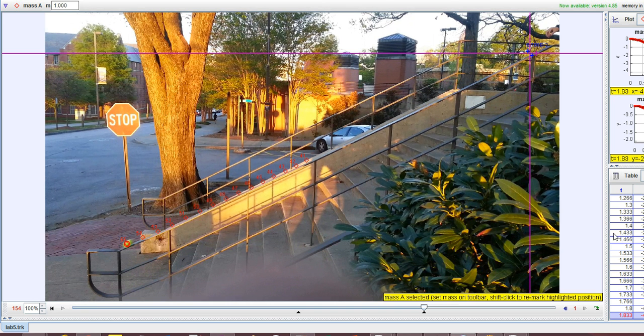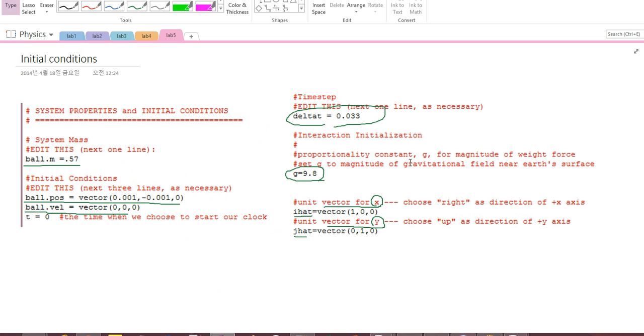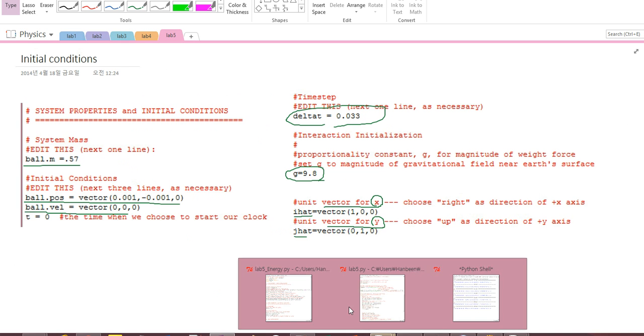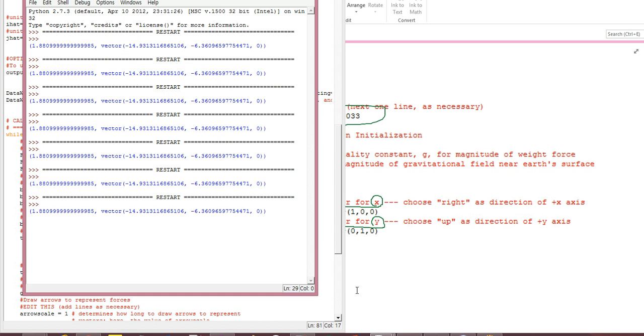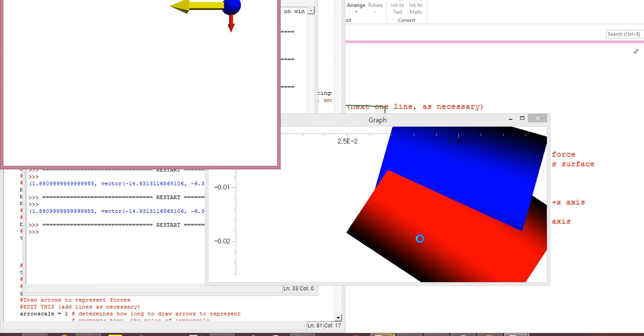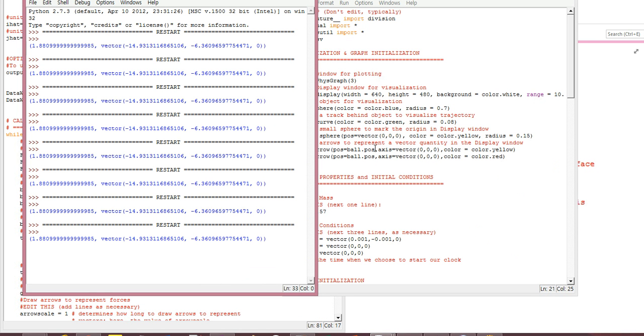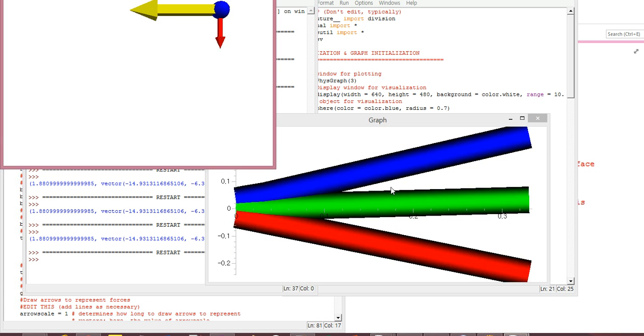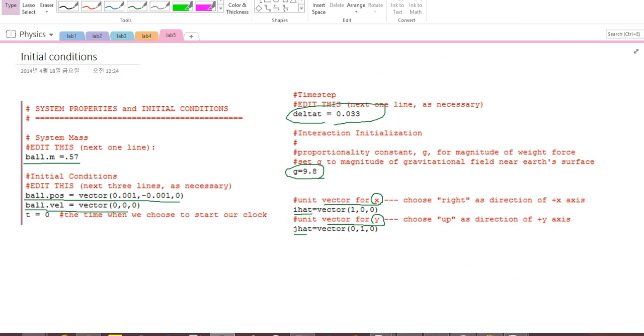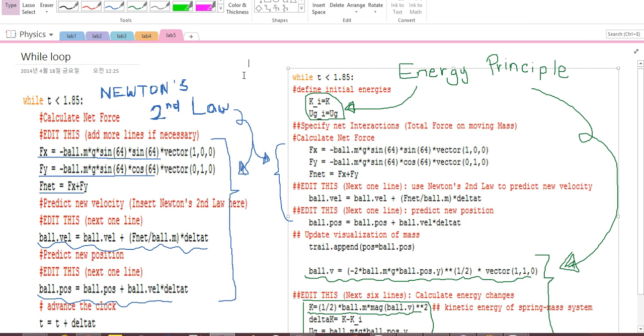So I'll compare this position versus time graph with the VPython model, whose initial conditions were: the ball's mass was 0.57 kilogram, position and velocity were 0, delta t was 0.033, and gravity is 9.8. I'll show you the file first before explaining the other two. So first, this is the position versus time graph, x and y. And second, I constructed the energy graph, shown here. In the while loop, there are two parts: first with Newton's second law, second with the energy principle.